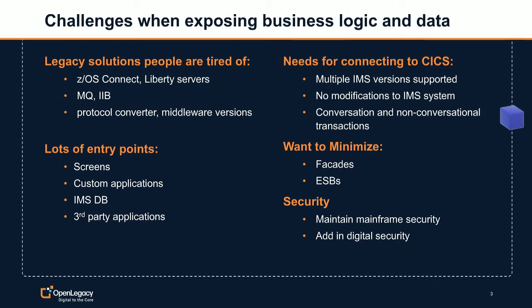When we think about that, there are lots of different types of entry points you can use: screens, custom applications, the IMS database, third-party applications. All these things are entry points to your system itself. You also want to minimize things like facades. Facades are how you actually have to build a data translation on the mainframe, on the IMS system itself, which then translates the data for you before passing it over to the digital side. You don't want to have those. You don't want to require ESBs as part of the actual integration itself. You might use ESBs for other reasons, but you don't want to require them to make it work. But another thing people usually think about is security. You want to maintain your mainframe security because that's always worked well, but you want to add in some digital security.